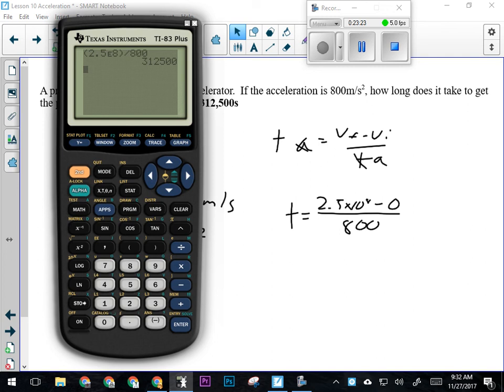So it's going to take 312,500 seconds. That seemed like a long time. It's about 86 hours. Now, a particle accelerator is like a circle, and they accelerate the particles around this circle for a long time before they smash them together, because it takes quite a while to get them going.